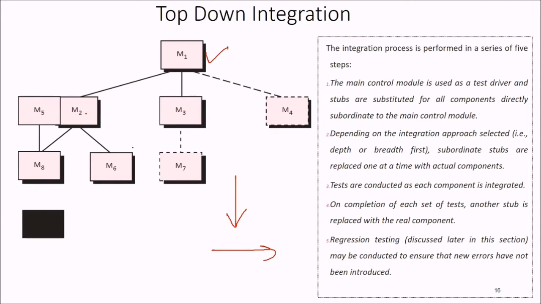These subordinate stubs are replaced one at a time with actual components. So you start with main, and then you say build M5. Then you add M3. Then you add M4 like this. Depending upon if you have followed the breadth first, then you will go by this approach. Otherwise, if you are following the depth one, you'll add M3, then we will add M5, M7 after M3.